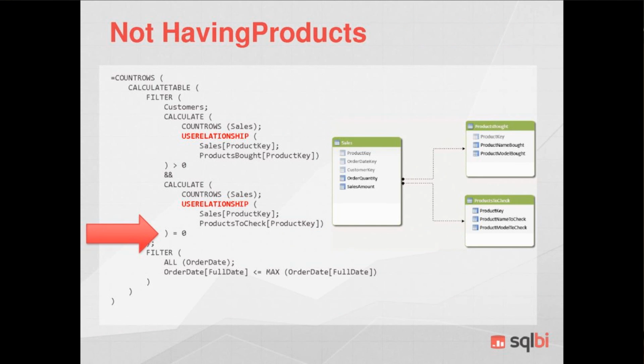If you want to write not having product, the only difference is that you check that one is greater than 0 and the other one is equal to 0. So he has bought the products bought, and he has not bought the product to check. It's very simple as a pattern if you learned many-to-many. If you did not learn many-to-many and you did not understand very well how it works, writing this code is nearly impossible. But I mean, you are here to learn many-to-many, so from tomorrow you have no excuse not to be able to write code like this.